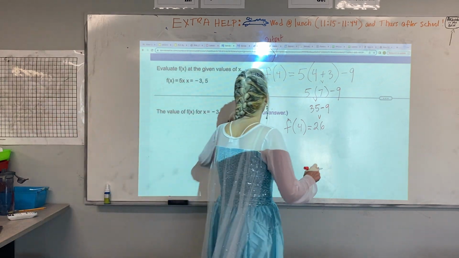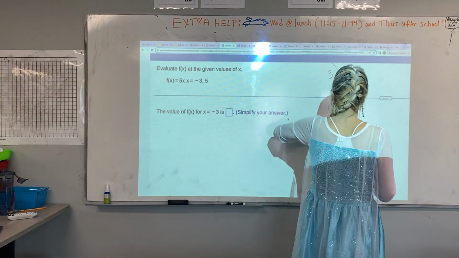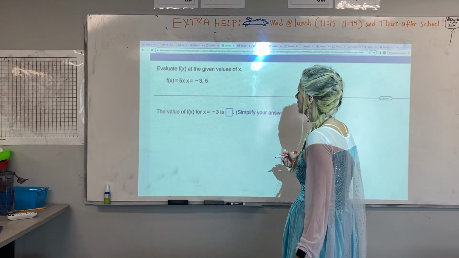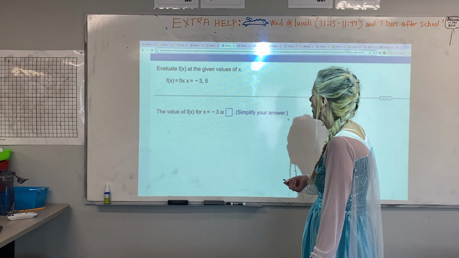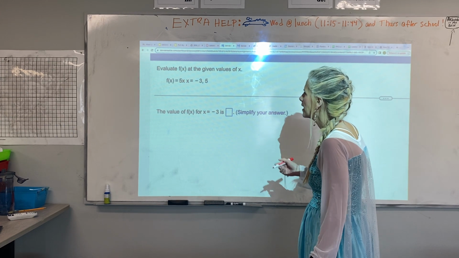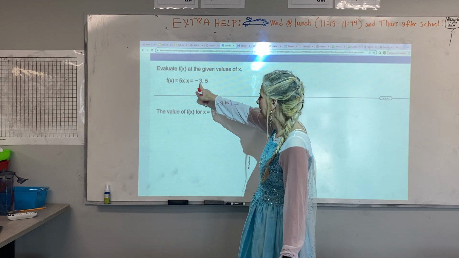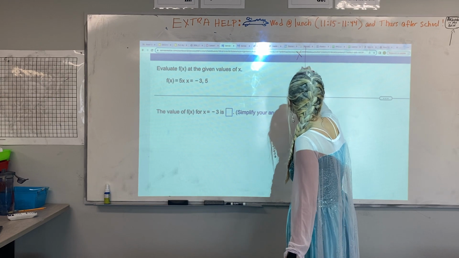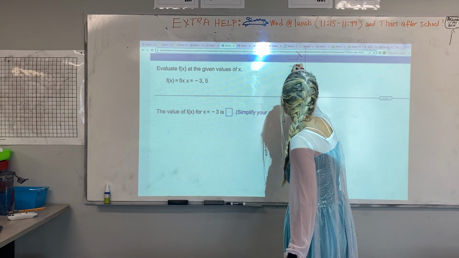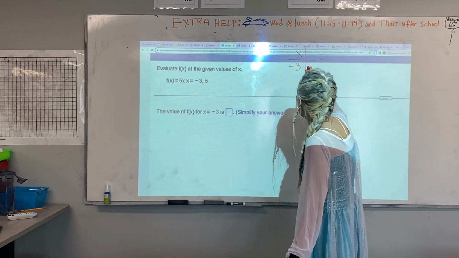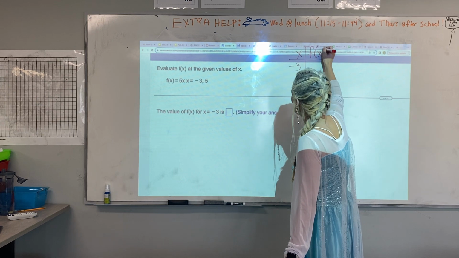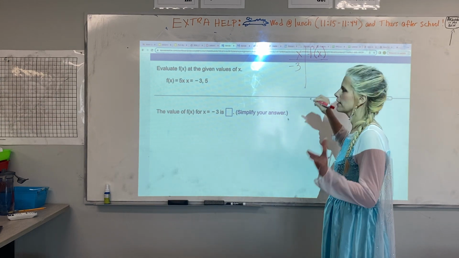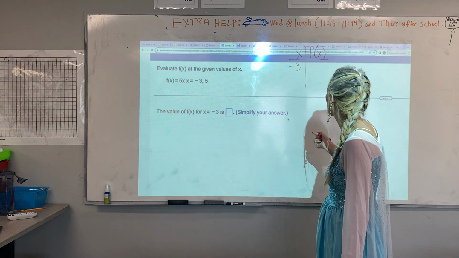Okay, here's another one. This one's weird. Does it look weird? Uh-oh. Evaluate f of x at the given values of x. So it's saying that x is -3 and x is 5. It's kind of like saying, if you plug in -3 for your x, what's going to come out? Which is your y value, right? Your y coordinate, but we write it as f of x when we're talking about functions.